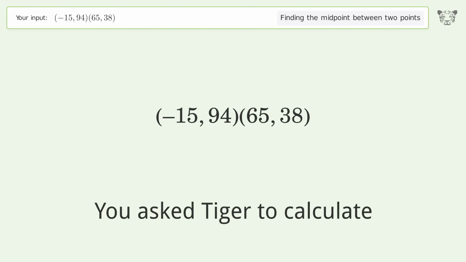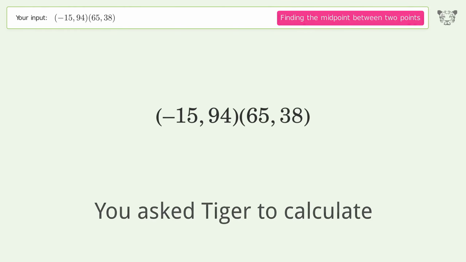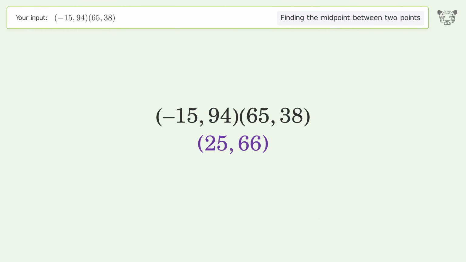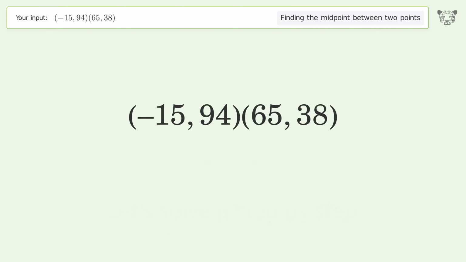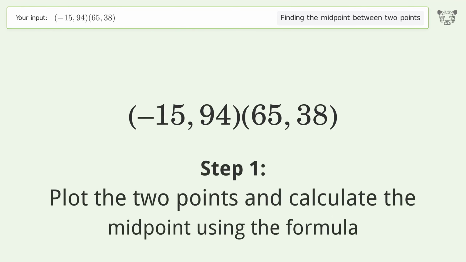You ask Tiger to calculate. This deals with finding the midpoint between 2 points. The midpoint between the 2 points is 25,66. Let's solve it step by step. Plot the 2 points and calculate the midpoint using the formula.